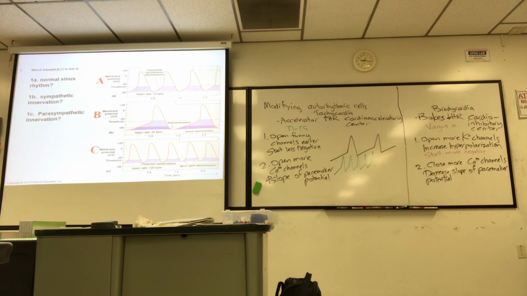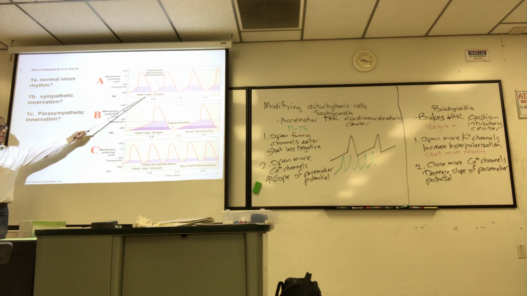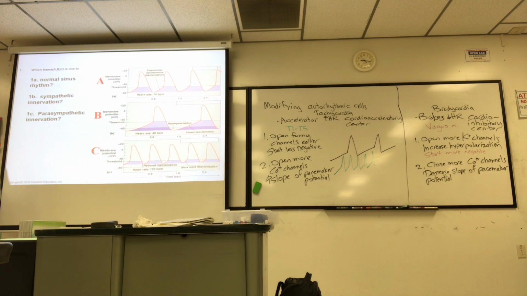So again, another easy question, I think. I've got to show you normal. If I show you a normal, what effect is that? Sympathetic or parasympathetic? Parasympathetic. It's really easy if you understand the concept, as long as you have a baseline to look at. 75 BPM, 40, 120.